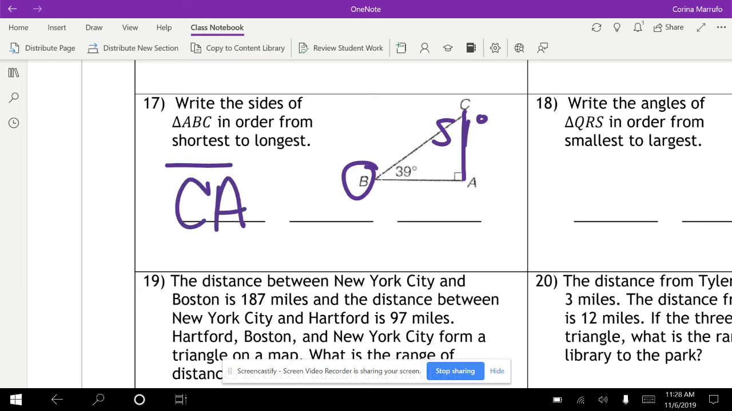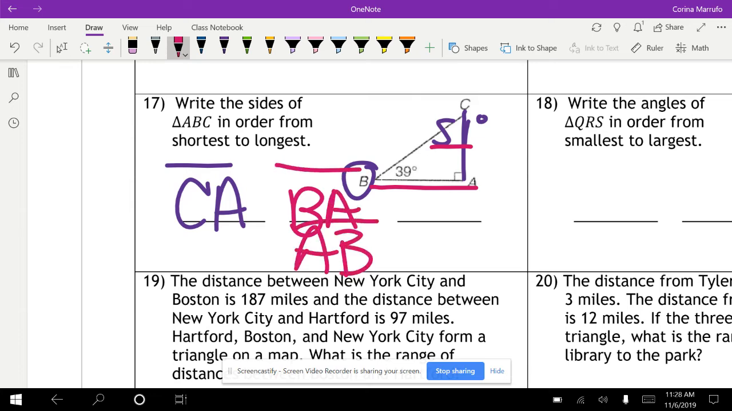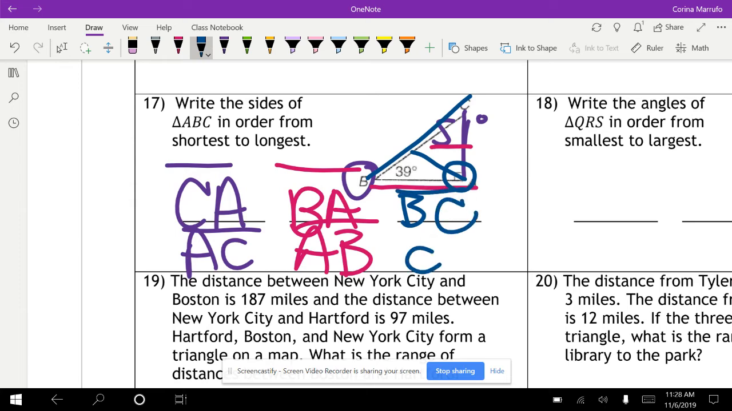And then we have the next one, which is the 51. So across from the 51 is going to be BA. Remember, if you put BA or AB, it doesn't matter. It means the exact same thing. And then the last one, if this one is 90 degrees, then directly across the 90 degrees is BC, or if you put CB, that's okay too.